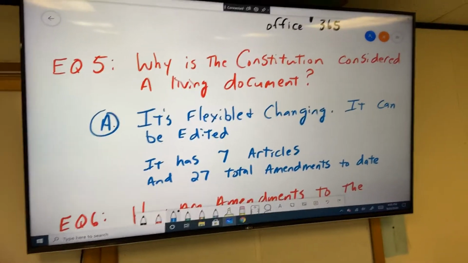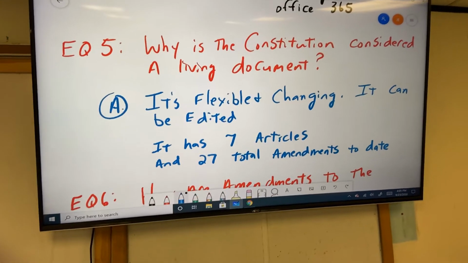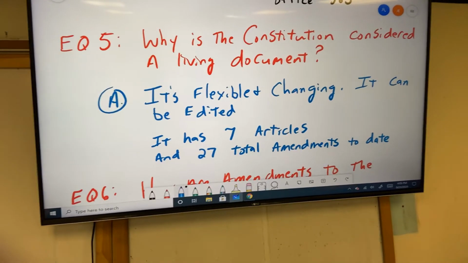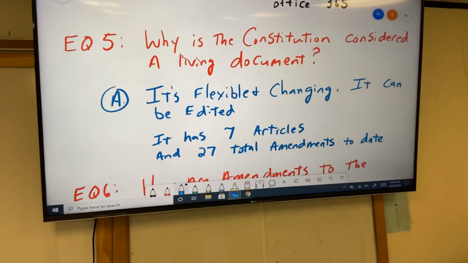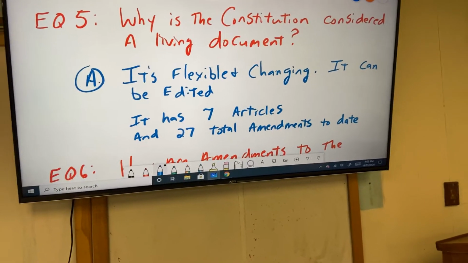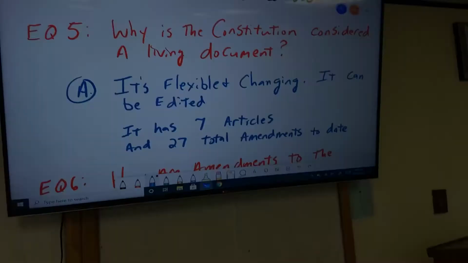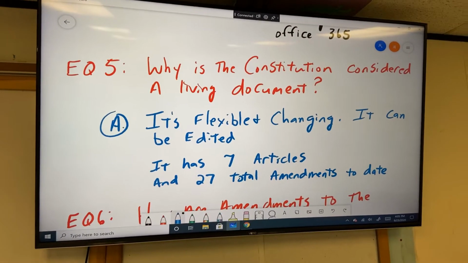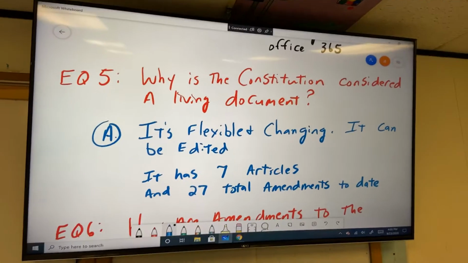I'm going to scroll this up so it's on the board, and I'm going to show you. Right there it is. Why is the Constitution considered a living document? It's flexible and it's changing. It can be edited. It's got 7 articles in it and 27 total amendments to date. Now, you can pause that so you can copy that down. Okay, we're back.